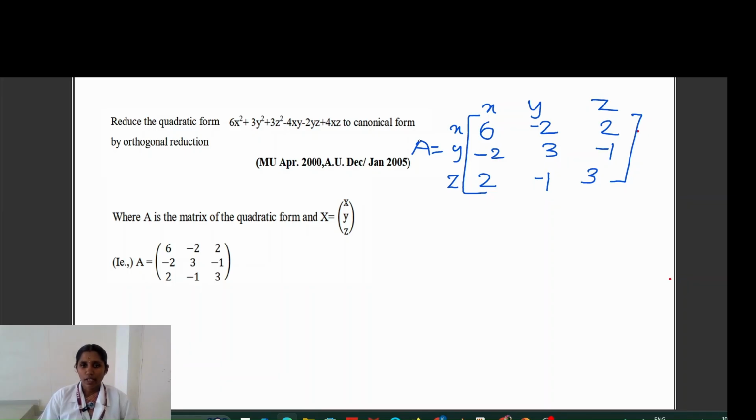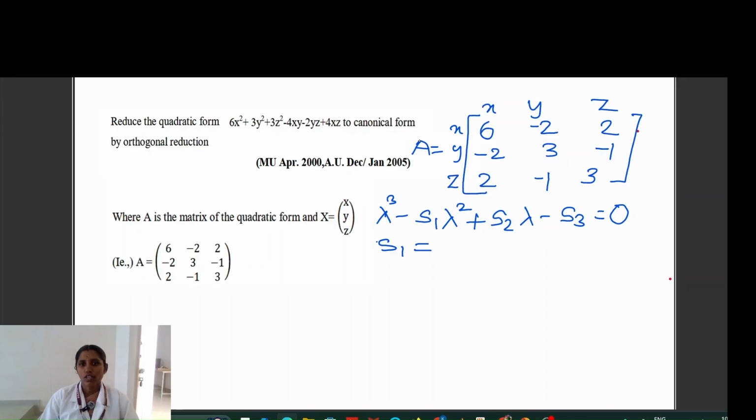For finding eigenvalues, we write the characteristic equation. The characteristic equation is lambda cube minus S1 lambda square plus S2 lambda minus S3 equal to 0. Here S1 means sum of the main diagonal elements. So, what are the diagonal elements? 6, 3, 3. By adding this, we get 12. So, S1 equal to 12.